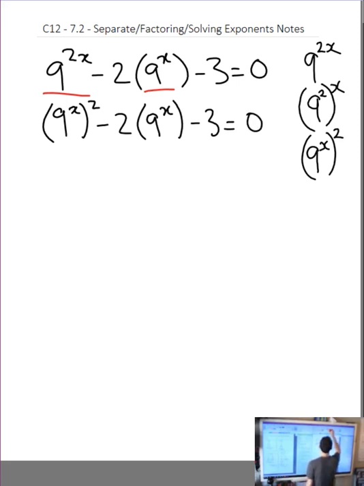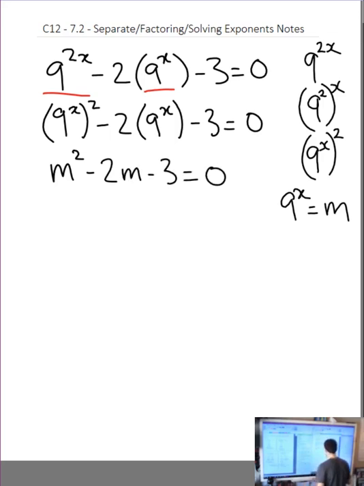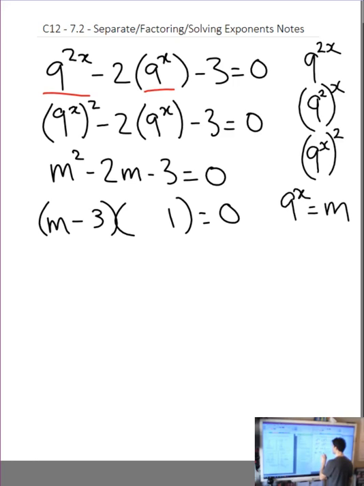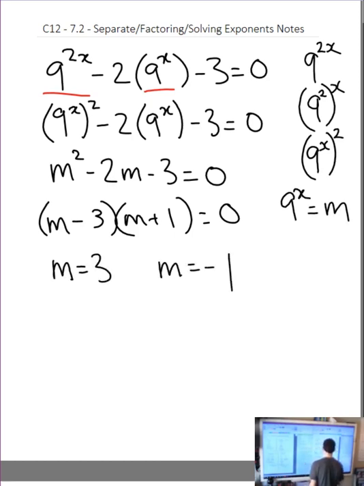Then I can make 9 to the x equal to m, and m squared minus 2m minus 3 equals 0. Then I can simply factor, and two numbers that multiply to get negative 3 are 3 and 1. To add to get negative 2, the 3 needs to be negative and the 1 needs to be positive. Solving this equation gives m equal 3 and m equal to negative 1.